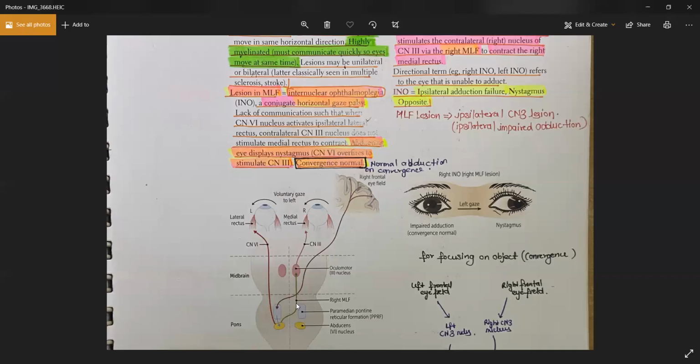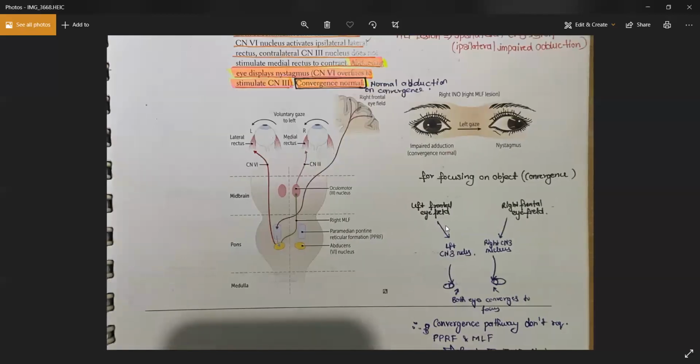Because this MLF is only required at the time of gaze movement. When you're doing the convergence movement, in that case, this cortex directly activates the third nerve. The frontal eye fields will directly activate the third nerve, and that will move the eye at the same time. So you do not require the MLF in case of this convergence movement, right? So convergence will be normal. It's just the gaze movement that will cause the nystagmus. Are you getting my point?